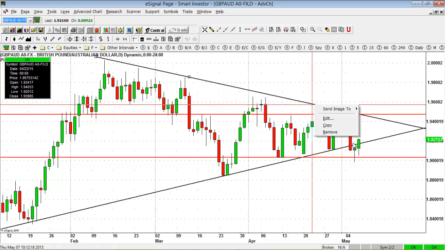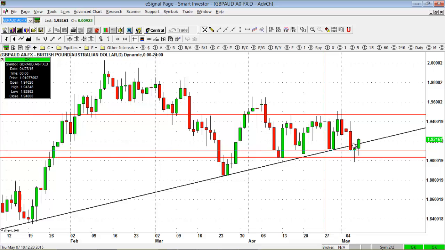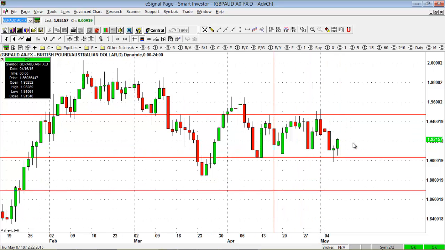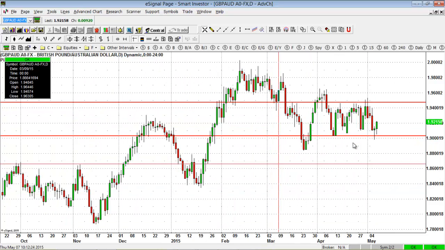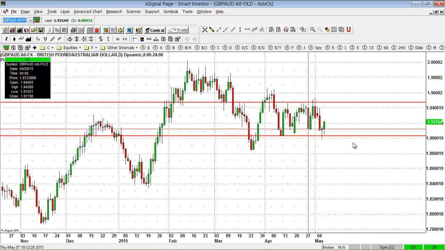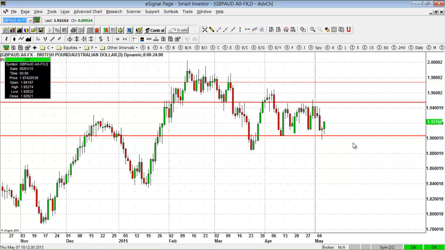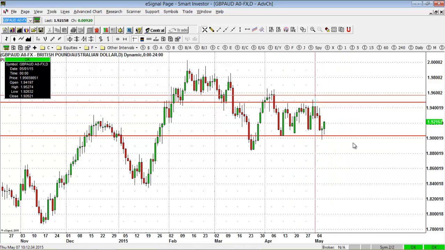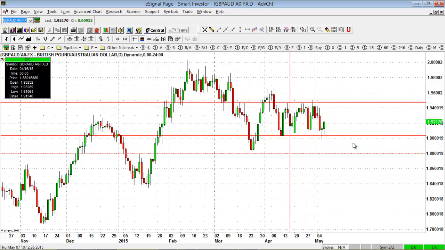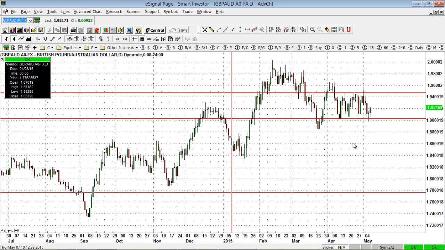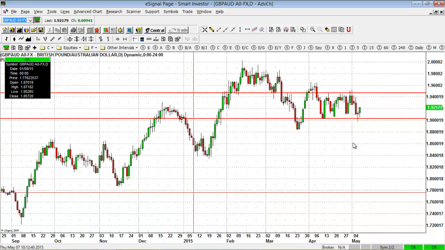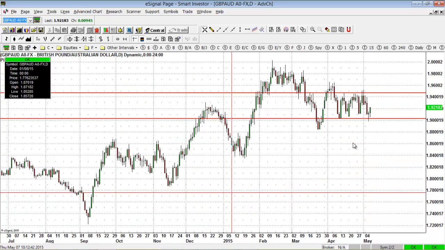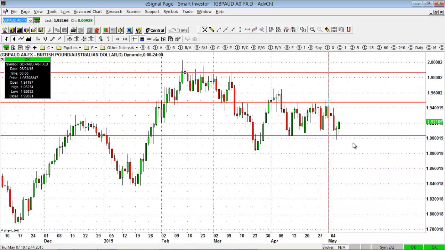But the prevailing chart pattern now, I would say, is more of a channel. I would say this market is in a channeling situation, with boundaries up at 195.20 and support down at the 190 region. To me, that's the prevailing chart pattern in the British pound Australian dollar.